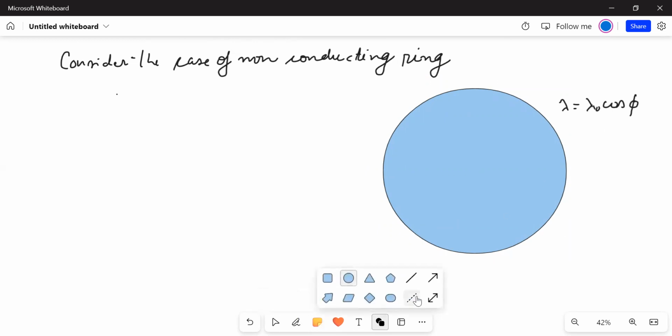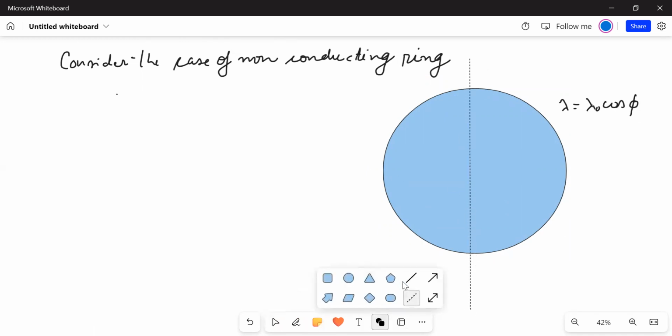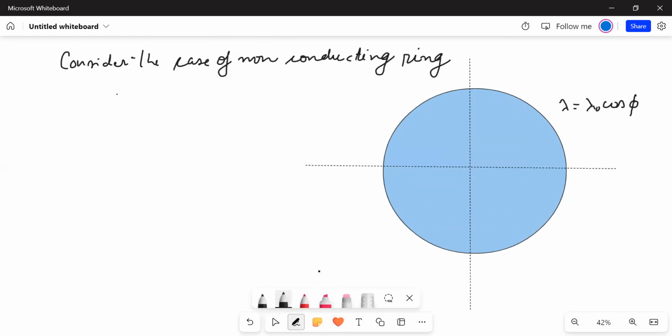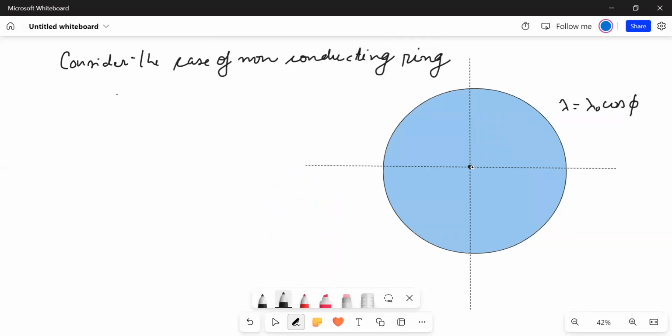Let's say this was our x-axis, this was our y-axis, and we wanted to find the electric field at the center. So this is what I'm doing, revision from yesterday's class. Just revising what we did yesterday. Consider a non-conducting ring with the linear charge density given by lambda equal to lambda naught cos phi.